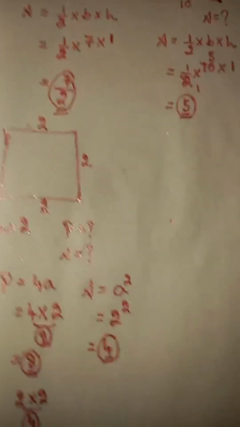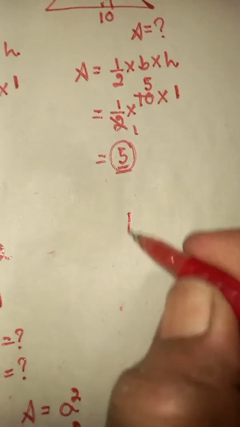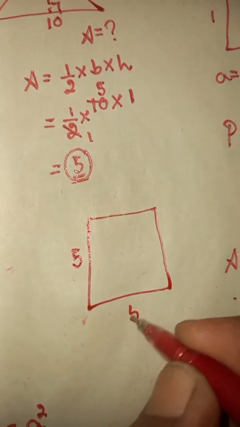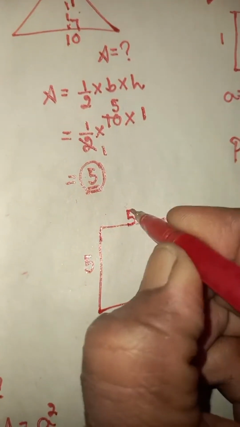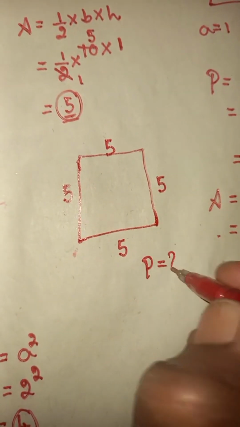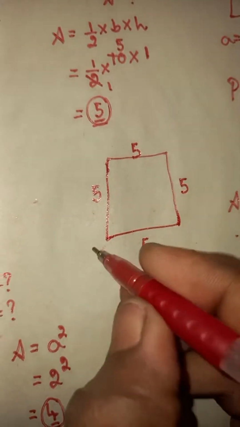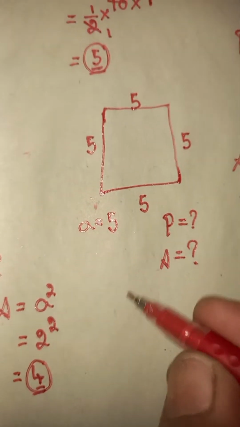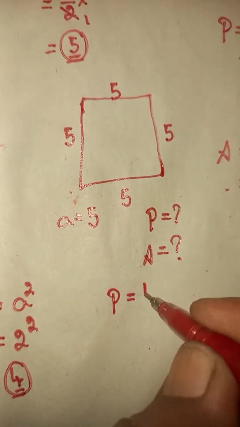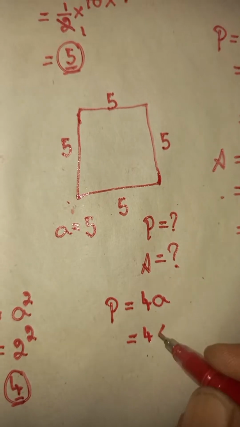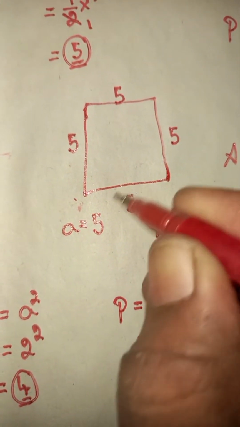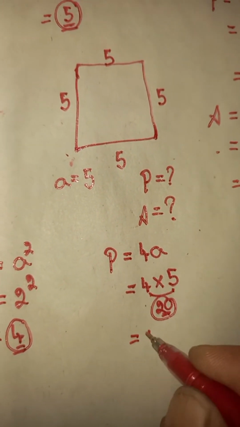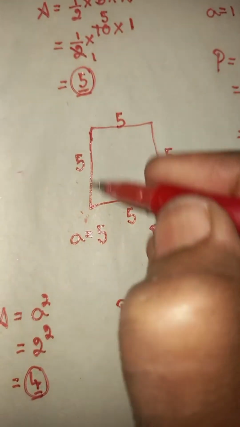Let's take one more square. In this square, all sides are 5 units. You need to find the perimeter and the area of the square. Here the side length is 5 units. The perimeter of the square is 4 times the side length, so 4 times 5 units. 4 times 5 is 20 units. So 20 units is the perimeter of this square.